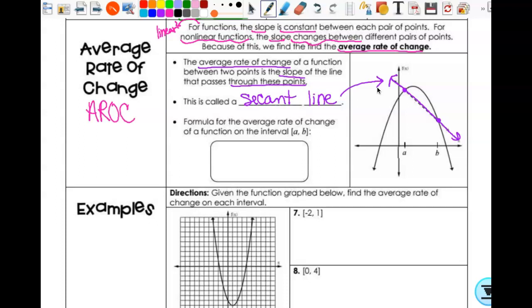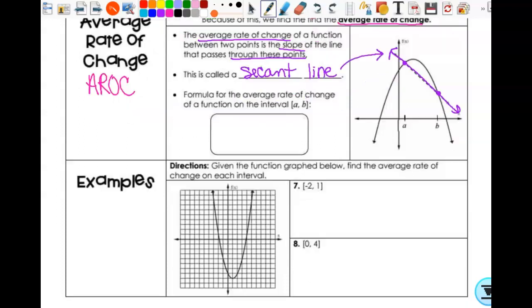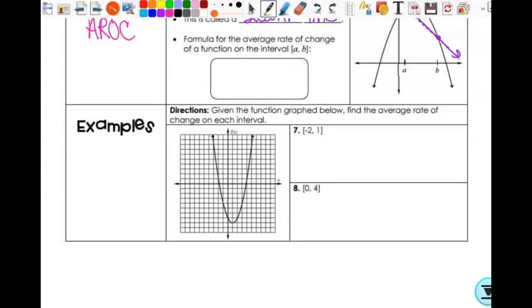And remember, if I moved B closer to A, then the slope of this line would get closer to whatever the tangent line is there. Or we can move them both together and get it somewhere around here. But we're looking for the average rate of change. That is the slope of the secant line. So slope, M, little subscript of secant.